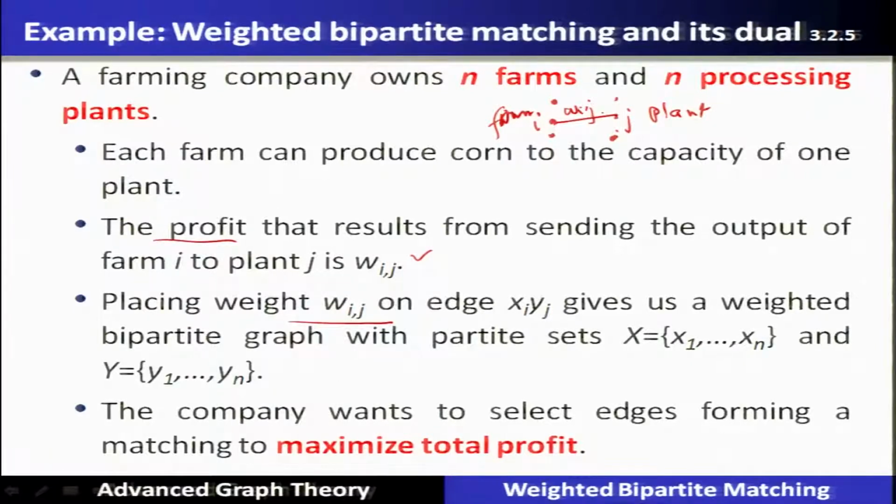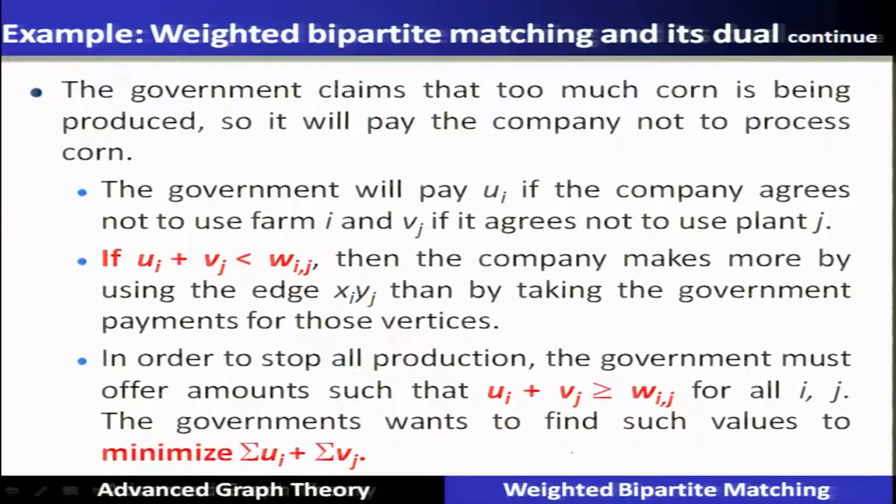So, not only are we going to add the edges, we are going to add their weights also in this problem setting. Now, this company wants to select those edges which will form a matching of total maximum profit. Furthermore, the government claims that too much corn is being produced, so it will pay the company not to process the corn. The government will pay, let us say, a unit u_i if the company agrees not to use farm i, and v_j if it agrees not to use plant j.